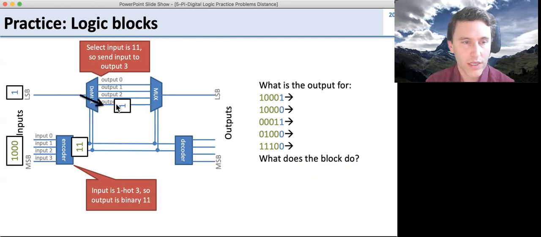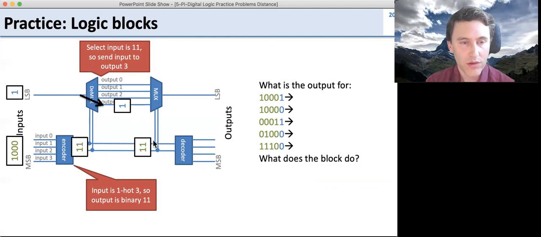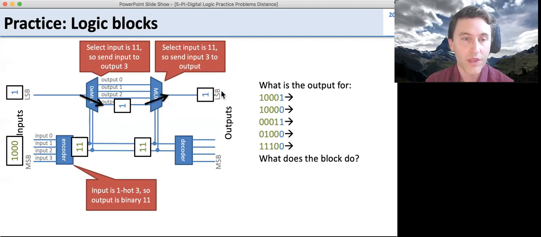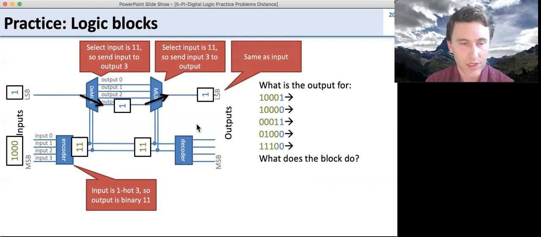So now this 1 is going to go to output 3. This 1, the 1 that's on the wires, also goes over here, and it goes to the mux. And the mux is going to take output 3. So now we take that 1, we put it at the output, so we get a 1 that passes through, same as the input, as we saw before.